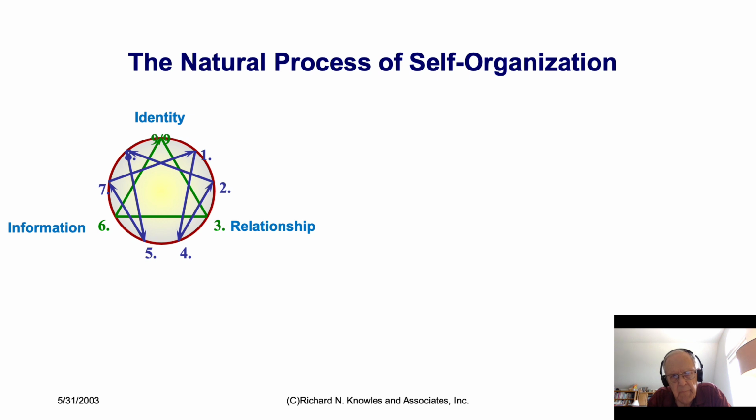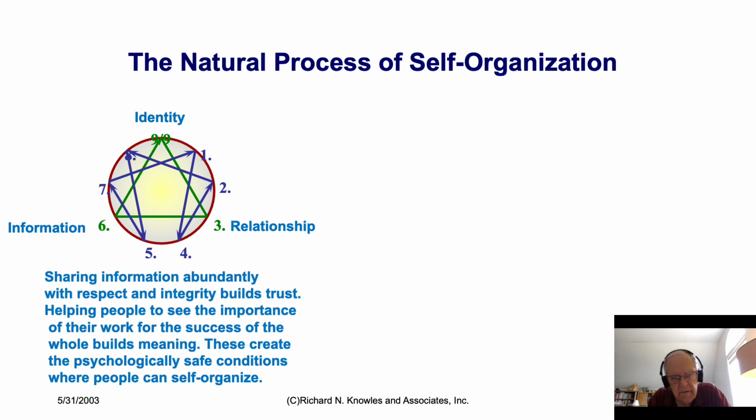So here's the natural process of self-organization: sharing information, getting feedback, building relationships of trust and interdependence, and helping people find who they are and meaning in their work. So sharing information abundantly with respect and integrity builds trust. Helping people to see the importance of their work for the success of the whole builds meaning. These create the psychologically safe conditions where people can self-organize and do their work and do it effectively.